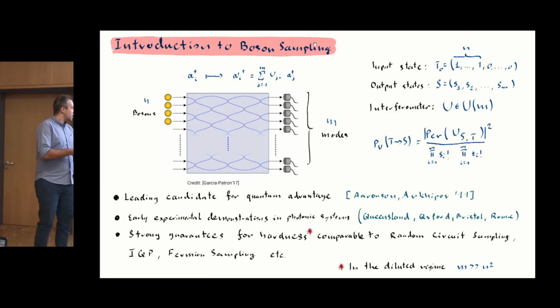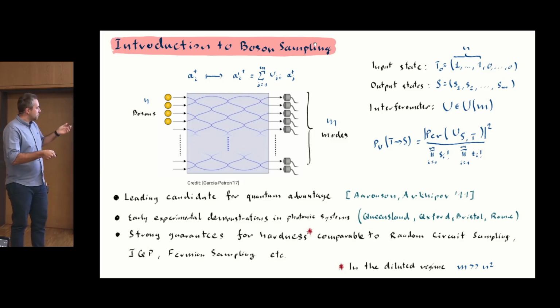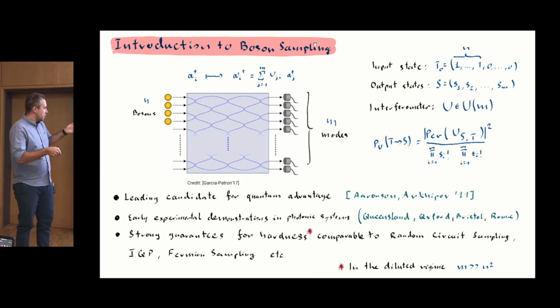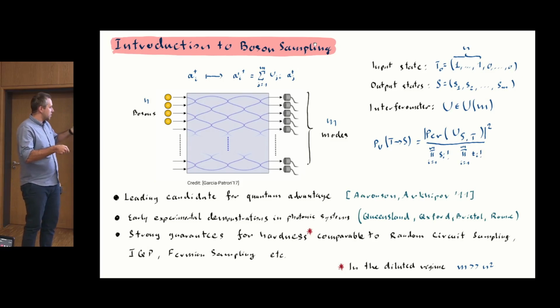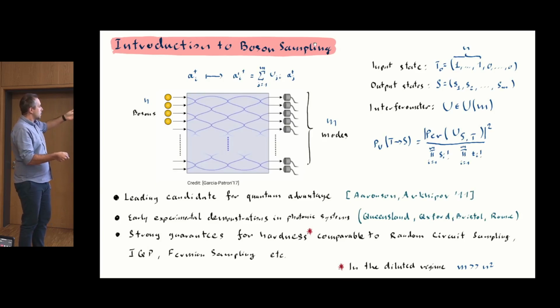By now, 15 years later, it enjoys strong guarantees for hardness, comparable to random circuit sampling, IQP, or fermion sampling, but with the catch that most of the works are focused on something I call the diluted regime, in which the number of modes is much greater than the square of the number of photons in the setup. Our work is trying to extend hardness arguments for boson sampling beyond this regime.